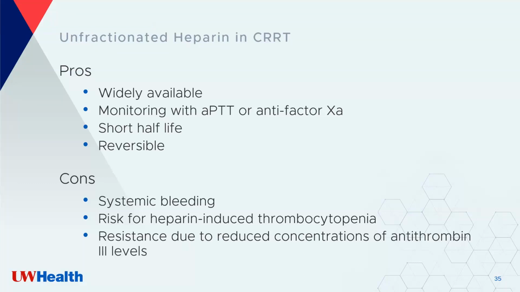Some cons are that, especially if we use the heparin systemically, it can cause systemic bleeding. And there is a risk for HIT, or heparin-induced thrombocytopenia. Critically ill patients may also have reduced concentrations of antithrombin 3, which may lead to heparin resistance. So in our critically ill patients on CRRT, we may see resistance due to these decreased concentrations of antithrombin 3, which decreases the effectiveness of anticoagulation.